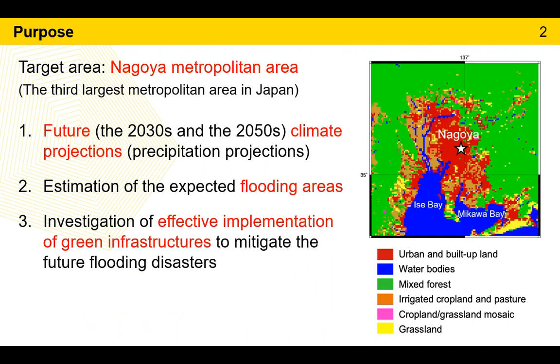So the final purpose of this study is to estimate the expected flooding areas under future climate conditions and to investigate the effective implementation of green infrastructures to mitigate future flooding disasters. The target area in this study is the Nagoya metropolitan area. This metropolitan area is the third largest metropolitan area in Japan. The target periods are the 2030s and 2050s.